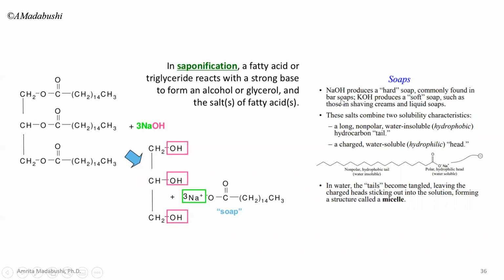So if you're talking about bar soap, that is made by sodium hydroxide. It produces hard soap, and potassium hydroxide produces a soft soap, such as shaving creams and liquid soaps. So probably that's more commonly used. Many of them have this combination of hydrophobic and hydrophilic parts, and that's how they are able to remove the dirt, because they circle around the dirt and wash away along with the water. So these 3 reactions are important. I wouldn't say super important, but I would say they're important.